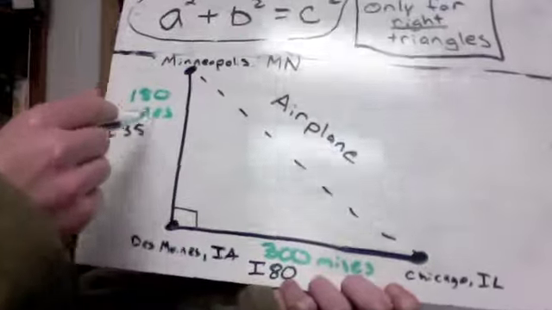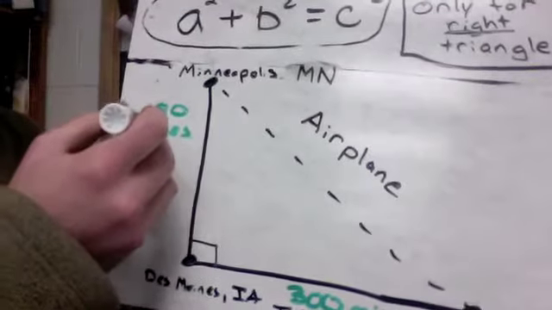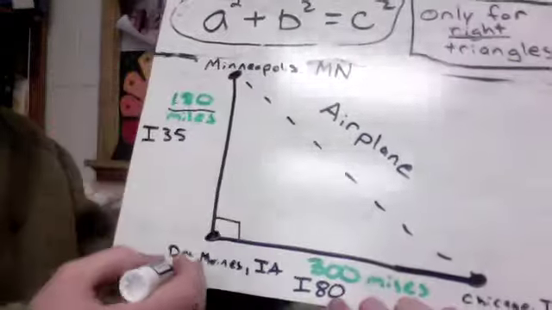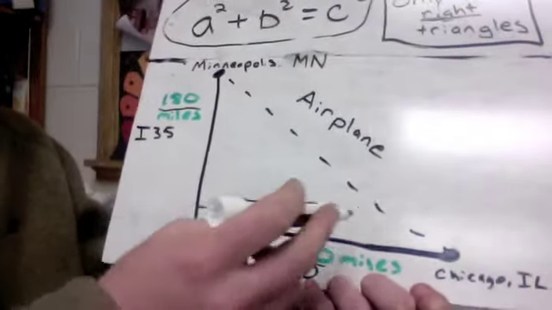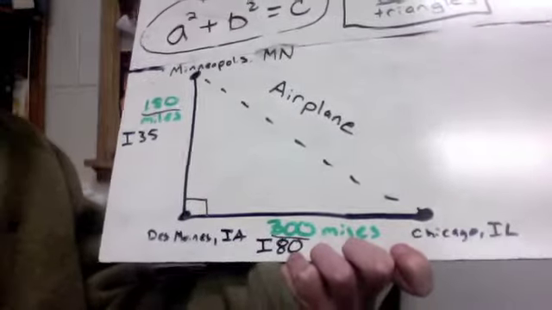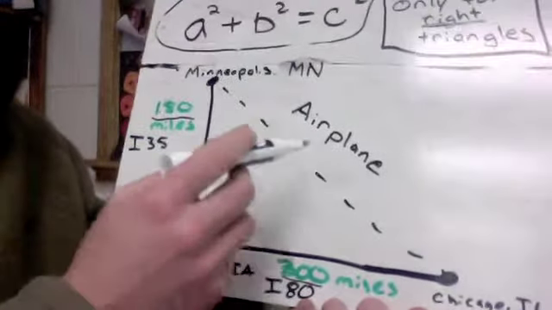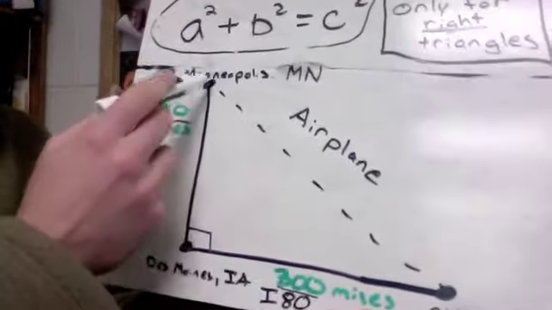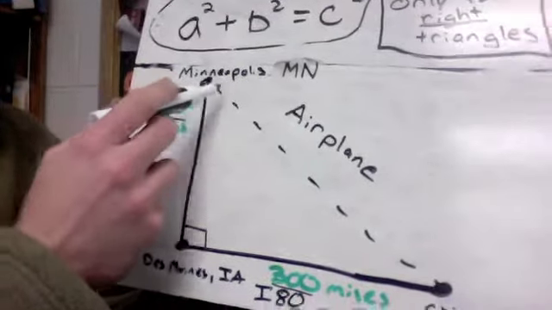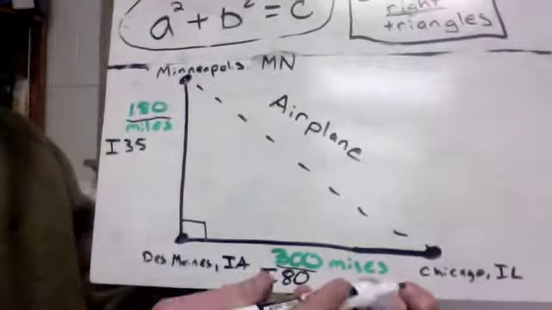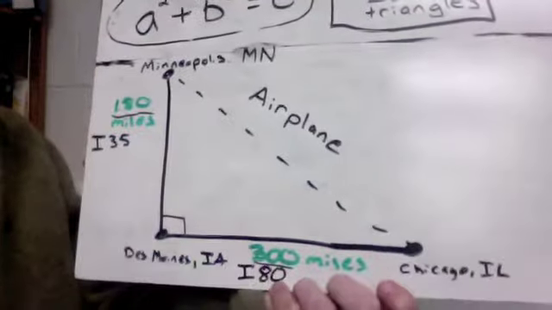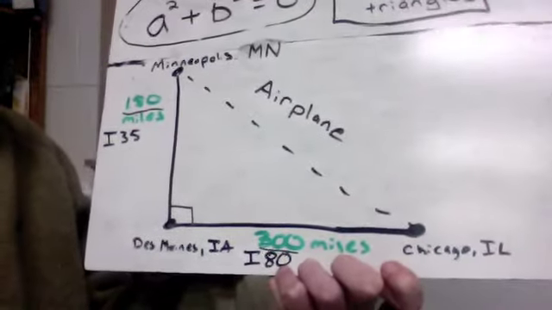Okay, it's 180 miles driving from Minneapolis to Des Moines. It's 300 miles driving from Des Moines to Chicago. What I want to know is if I take an airplane, I leave the airport in Minneapolis and go straight to O'Hare Airport in Chicago, how many miles is this trip? That's what I want to know.